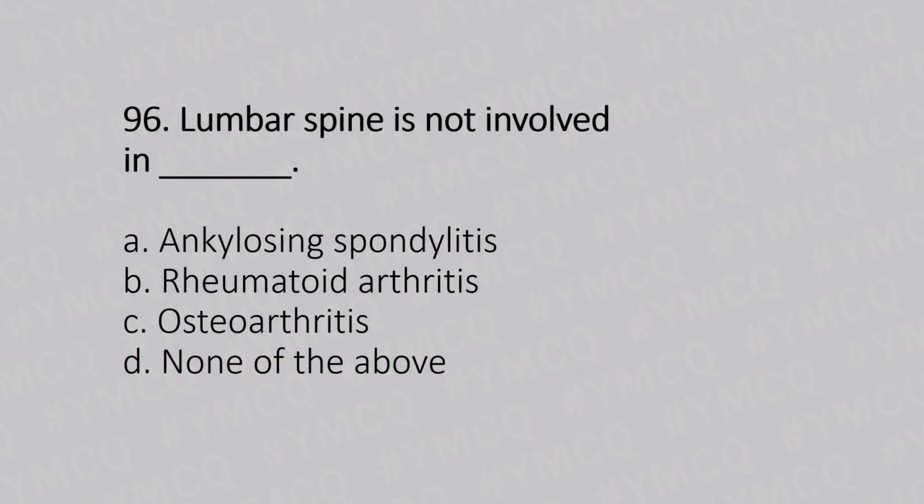Moving to our 96th question, lumbar spine is not involved in dash. Option A, ankylosing spondylitis, option B, rheumatoid arthritis, option C, osteoarthritis, option D, none of the above, and the answer is option B, rheumatoid arthritis.